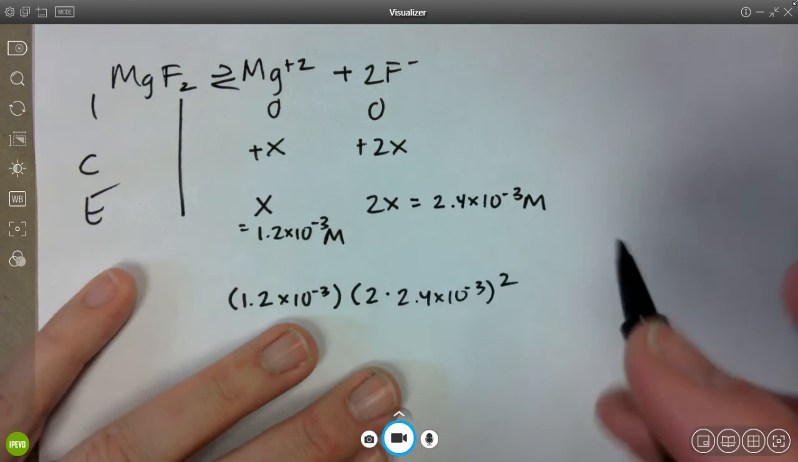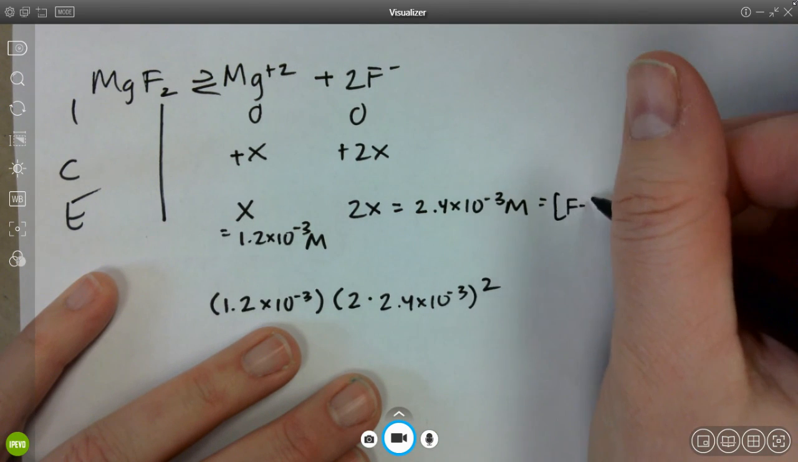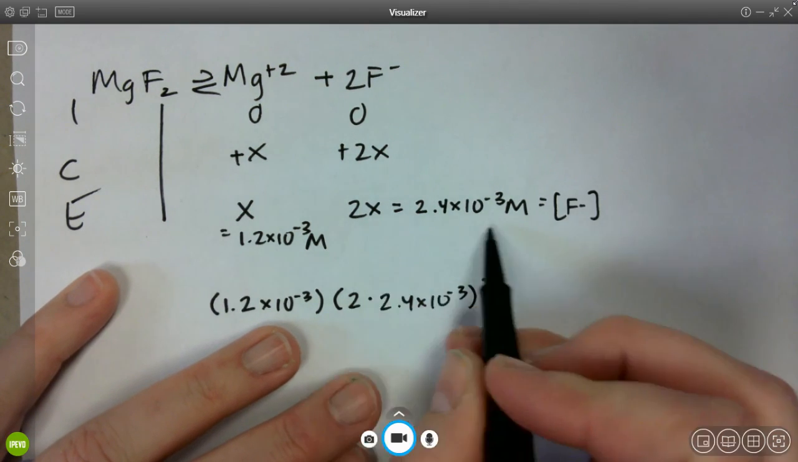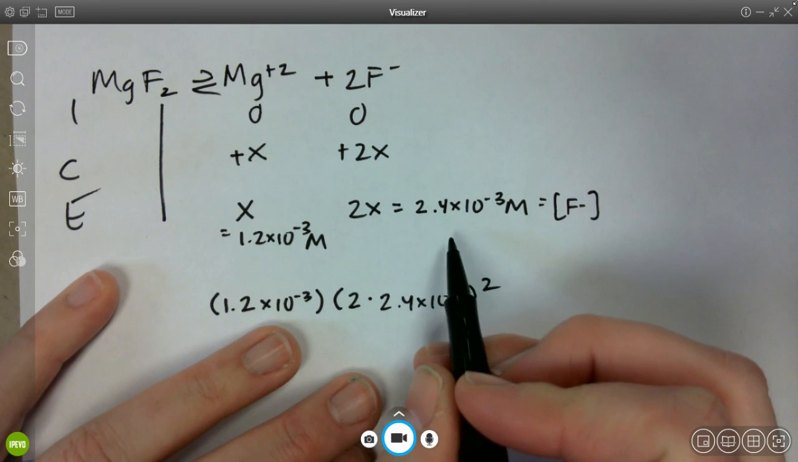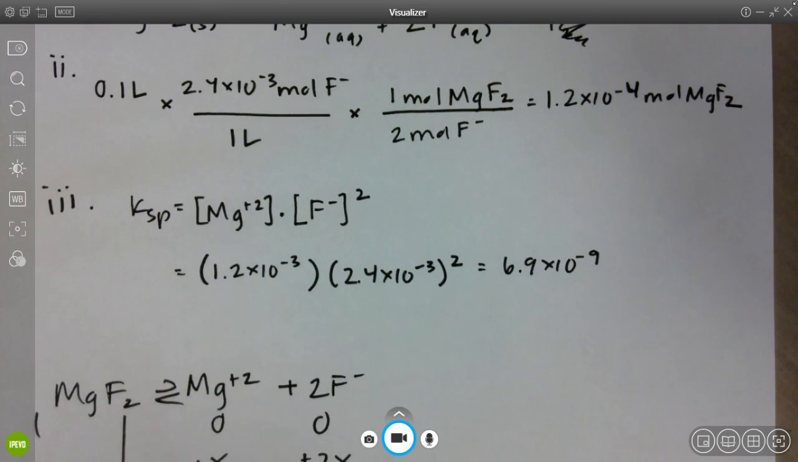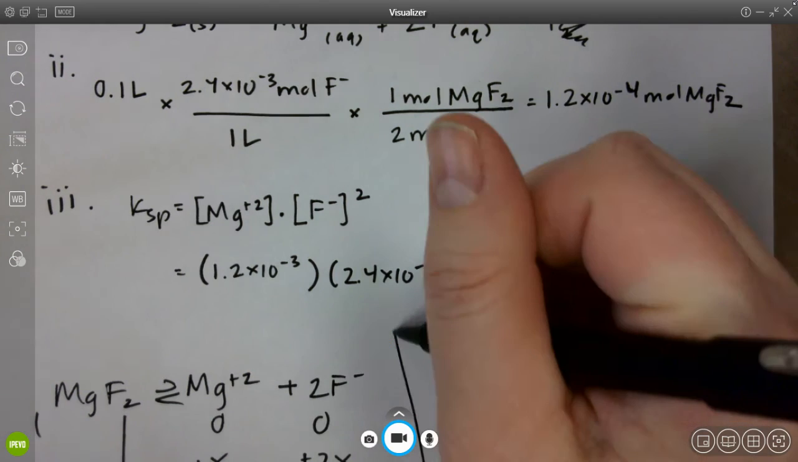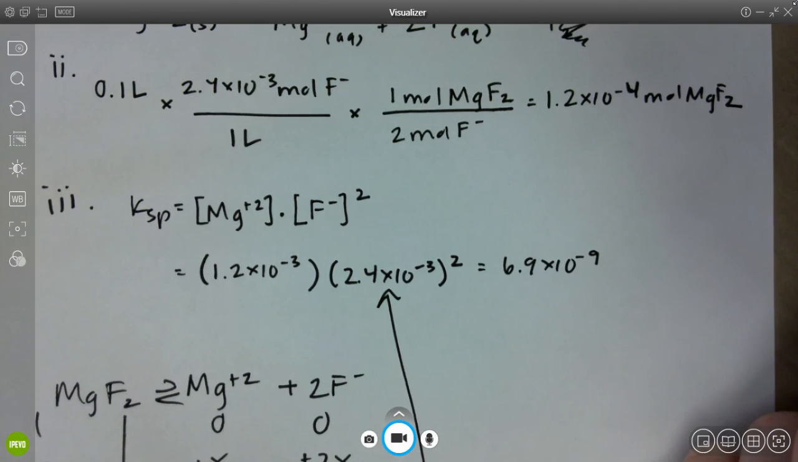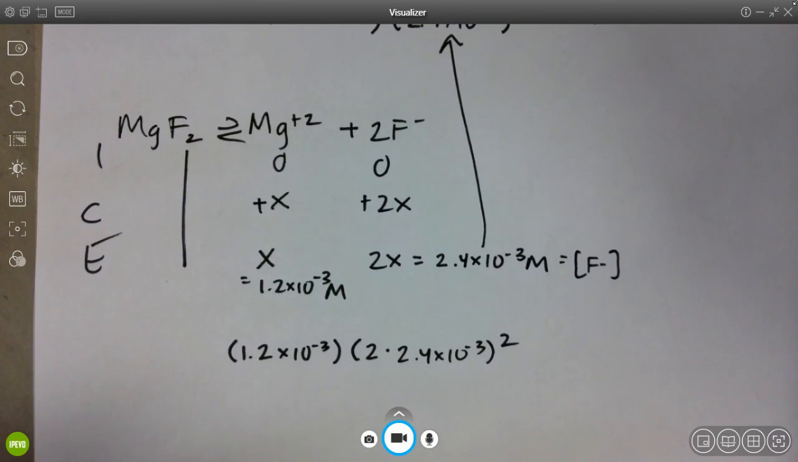So since they gave me my concentration of F minus at equilibrium, I know that is 2x. So when I put that into my equilibrium expression, it is my concentration of F minus. I don't have to double it or anything like that. In this case, you don't actually even need the ICE table. You just need to understand the stoichiometry of it. But this is a common mistake I see people making. So you just have to be very careful that you're reading your problems.